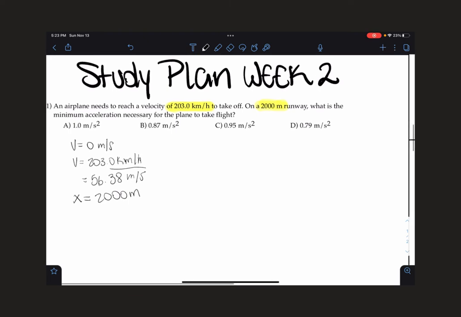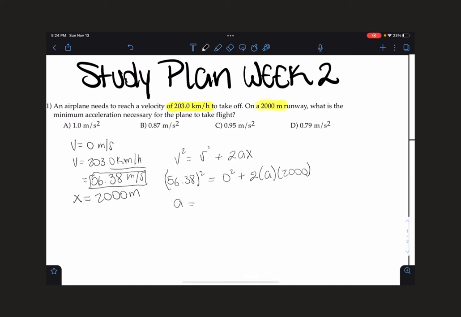So now we use the formula of final velocity squared, which is initial velocity squared plus 2 times acceleration times position. The final velocity, we have it all converted, which is 56.38, and this is squared. The initial velocity is 0. This is squared as well. 2, we don't have the acceleration, that's what we're looking for, and the position is 2,000.